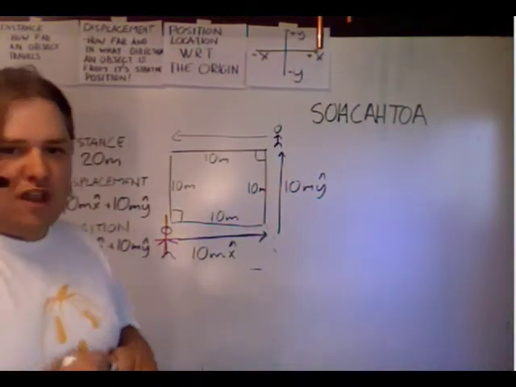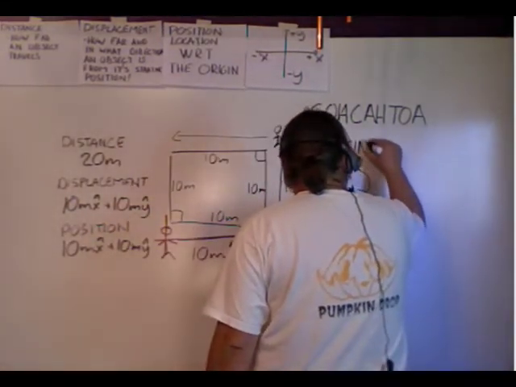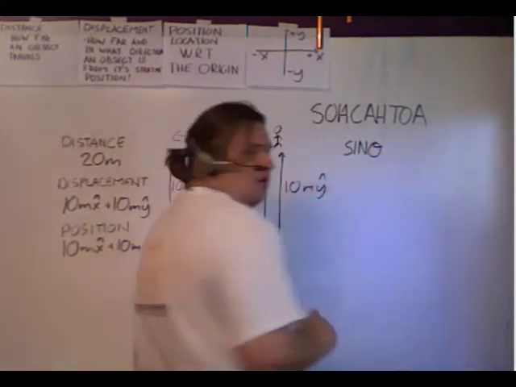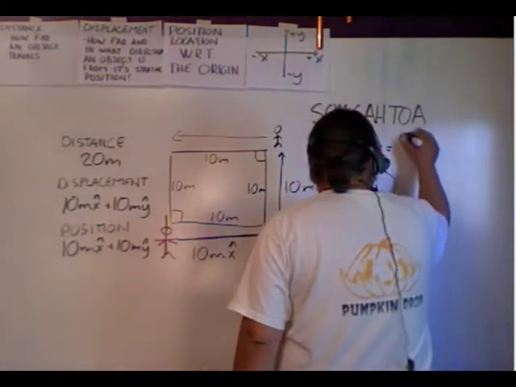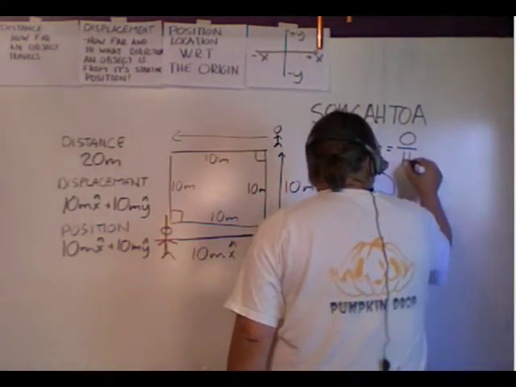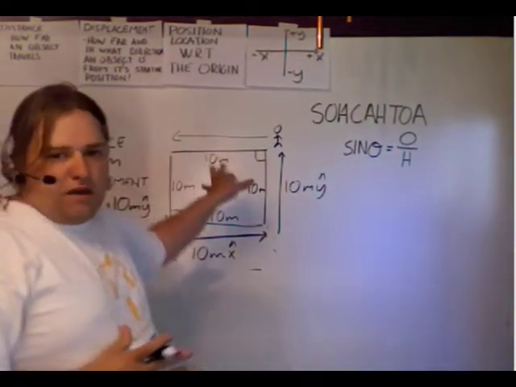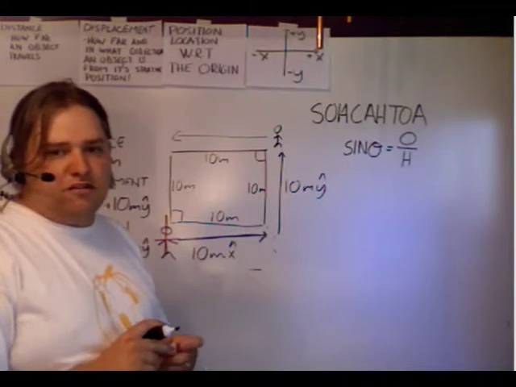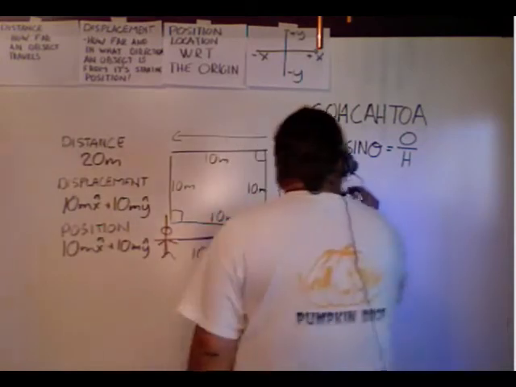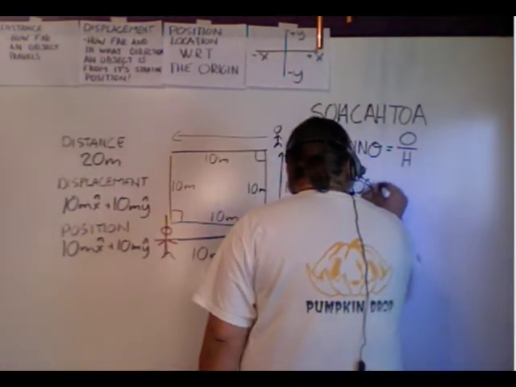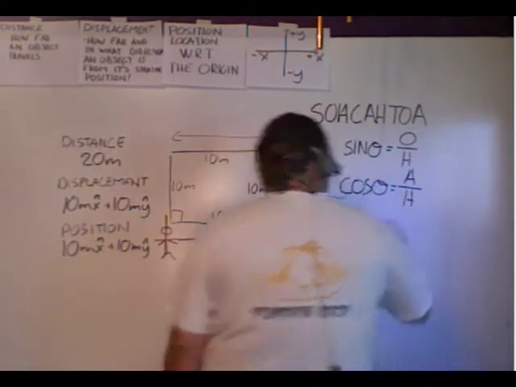What SOHCAHTOA stands for is that the sine of an angle, and we're going to express angles as theta, is equal to the opposite over hypotenuse of that angle. Okay? Cool? And when we talk about it, I'll explain what the opposite and the hypotenuse are. I'm just going over the definition of SOHCAHTOA. The next thing is the cosine of an angle is equal to the adjacent over the hypotenuse.